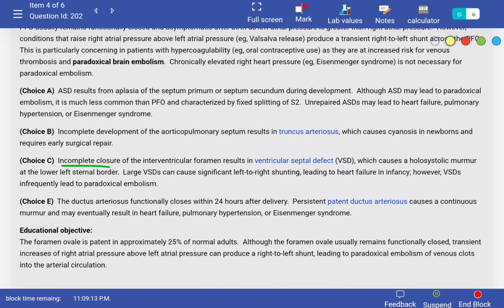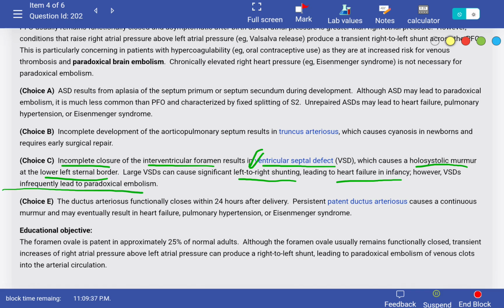Incomplete closure of the interventricular foramen results in VSD, which causes a harsh systolic murmur at the lower left sternal border, right? Large VSDs can cause significant left-to-right shunting, leading to heart failure in infancy. However, VSDs infrequently lead to paradoxical embolism.